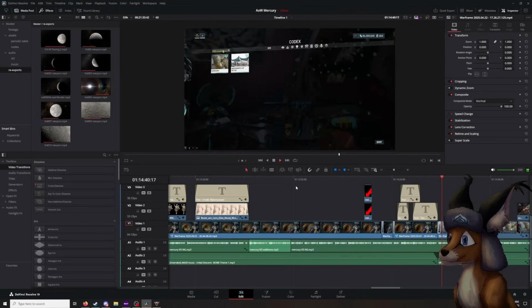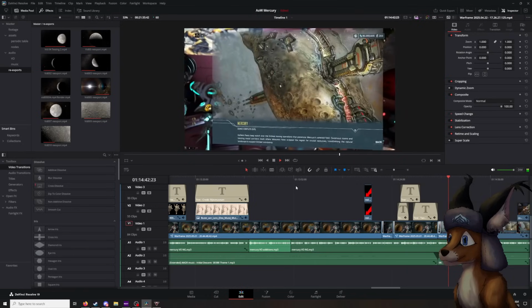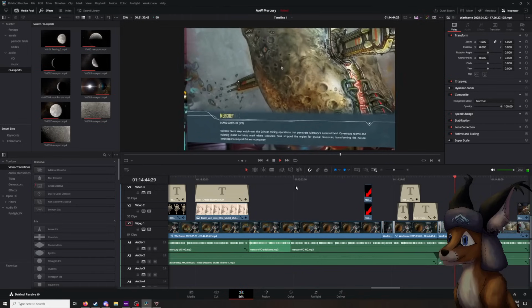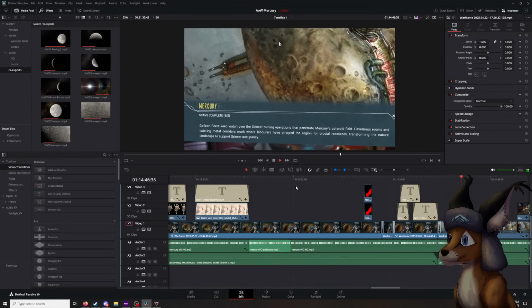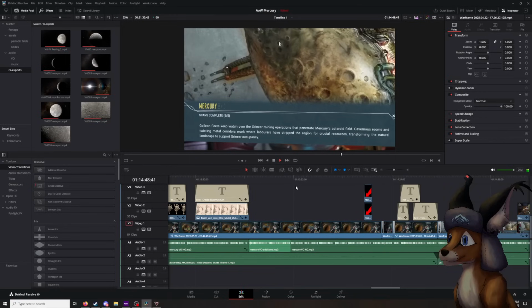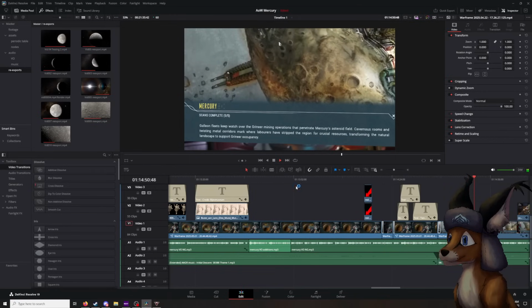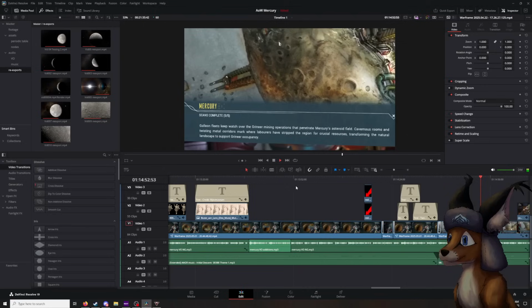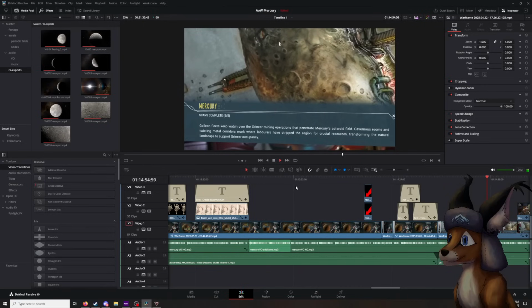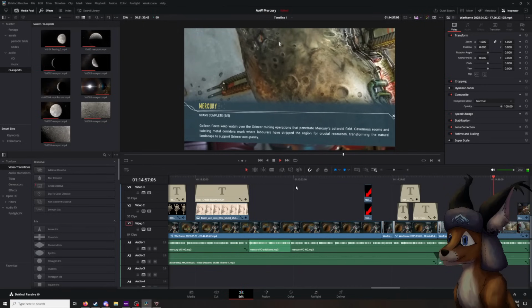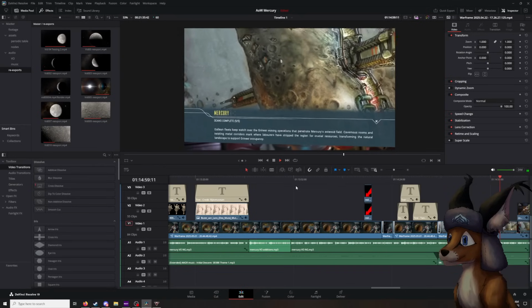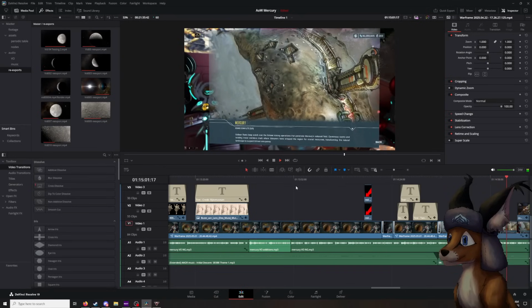So, getting into the representation of Mercury within Warframe, I want to start with the lore we get from its codex fragment, which reads, "Galleon fleets keep watch over the Grineer mining operations that penetrate Mercury's asteroid field. Cavernous rooms and twisting metal corridors mark where laborers have stripped the region for crucial resources, transforming the natural landscape to support Grineer occupancy."